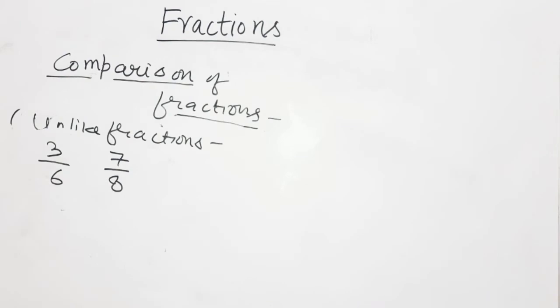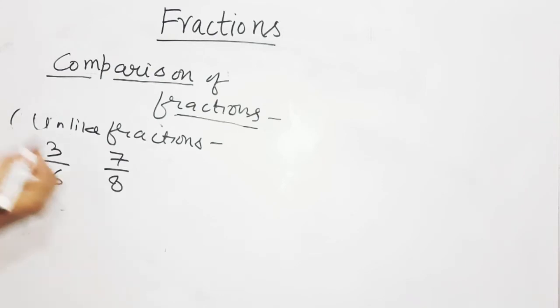See, the numerator is also different and the denominator is also different. So in that case, what you have to do? You have to do the cross multiplication. Now what does cross multiplication mean? I think you must have studied about this in your previous classes also. So when neither the numerator nor the denominator is same, then you will have to cross multiply in order to find out which fraction is greater.